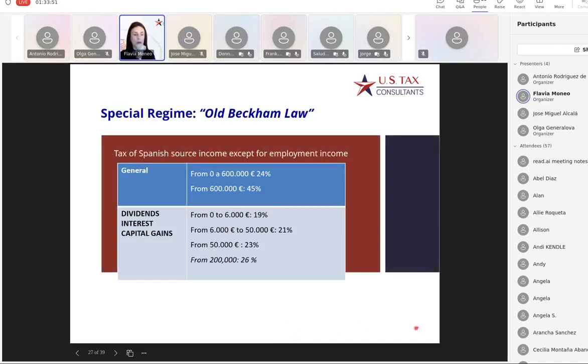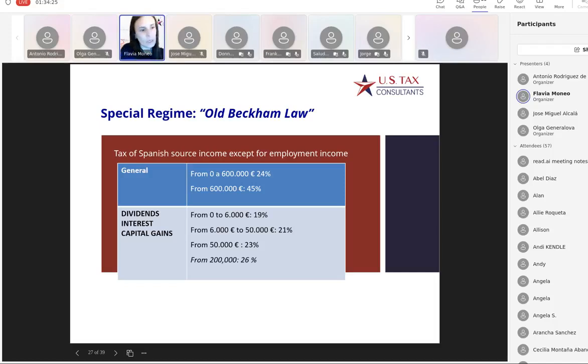Once you are under the Beckham Law, the tax rate that you have is a flat rate of 24% up to 600K on your earned income. The thing is that before 2023, you just had to declare Spanish source income with the Beckham Law. But from 2023 on, talking about earned income, you have to declare worldwide income. But it's working the other way around.